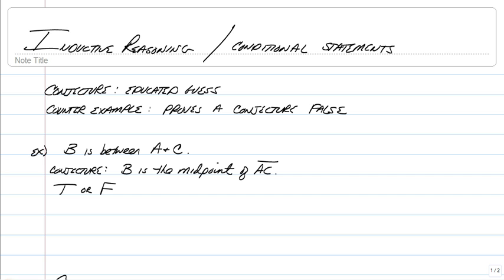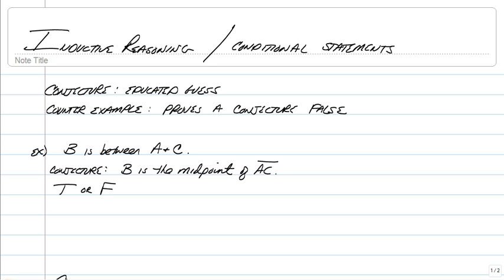Now, to prove a conjecture false, all you need to do is come up with a counterexample. So, your counterexample, of course, has to prove that the conjecture you made is false. If you cannot come up with any counterexamples, then your conjecture is true. So a little example of that would be B is between A and C. So our conjecture is going to be that B is the midpoint of AC.